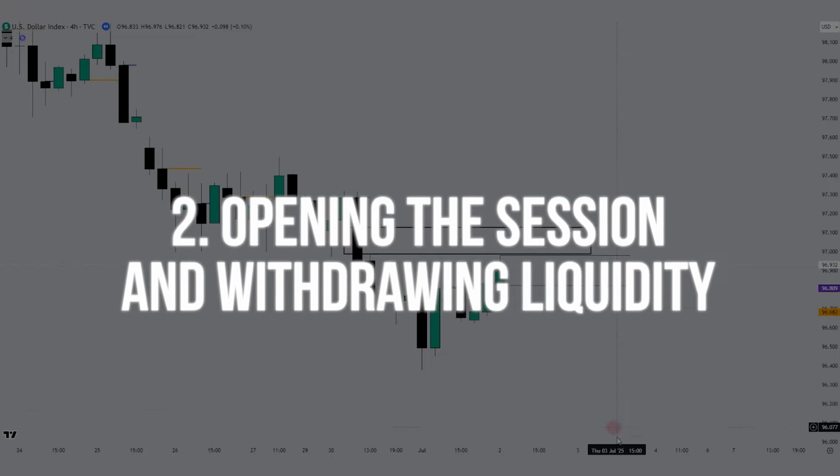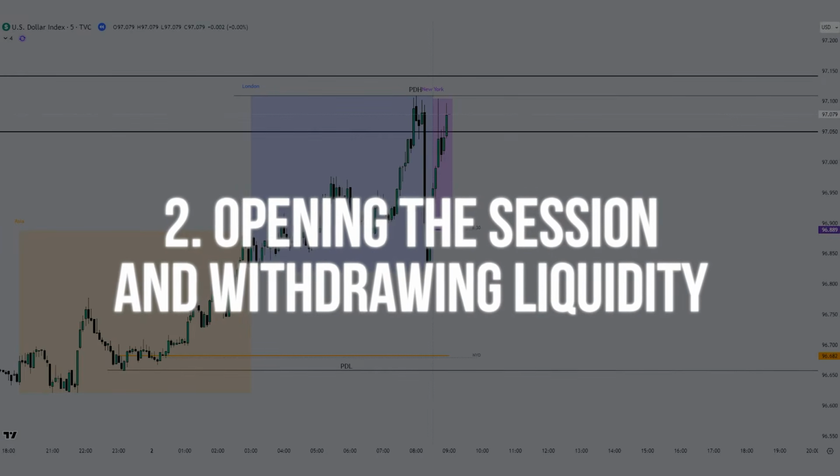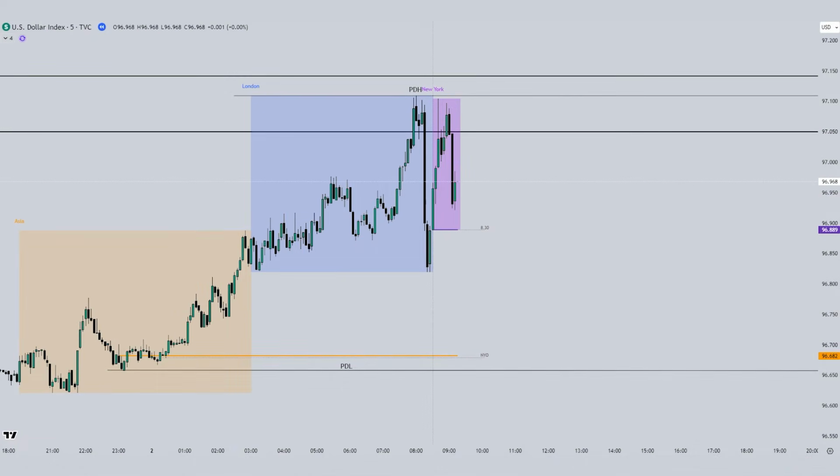2. Session opening and liquidity withdrawal. With the start of New York, the price immediately withdraws liquidity from above, right in our marked zone with FVG. This is the first signal. The market has tested liquidity, and now a return scenario can begin.